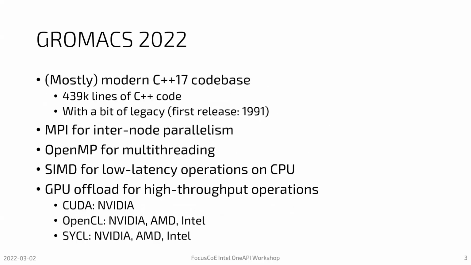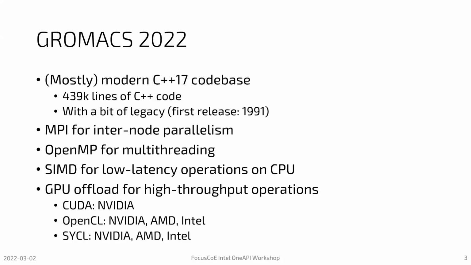Looking at the most recent release, which was published in late February, GROMACS contains around 500,000 lines of C++ code. It's mostly a modern C++17 standard compliant code base, but since our code has around 30 years of history, of course, there are legacy bits here and there. And to be able to scale to such a wide range of hardware, we support multiple layers of parallelism.